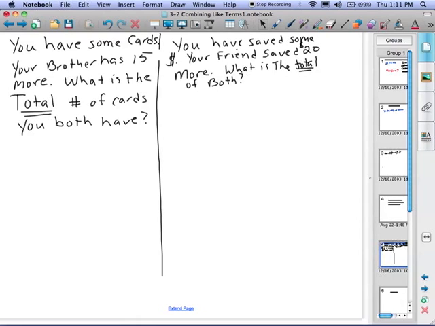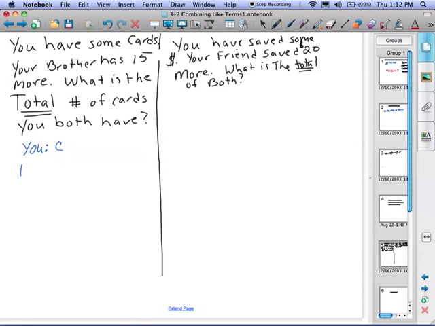Going to attempt a few word problems today. Not too difficult. There's going to be some simplification, some distributive property possibly, so we'll see. As you can see on the left-hand side, the problem reads, you have some cards. Your brother has 15 more than you. What is the total number of cards you both have? A bit of a problem. How many cards do you have? We don't know, so we need to assign that a variable. You have some cards, we'll give you the variable C cards. You have that many cards, C.